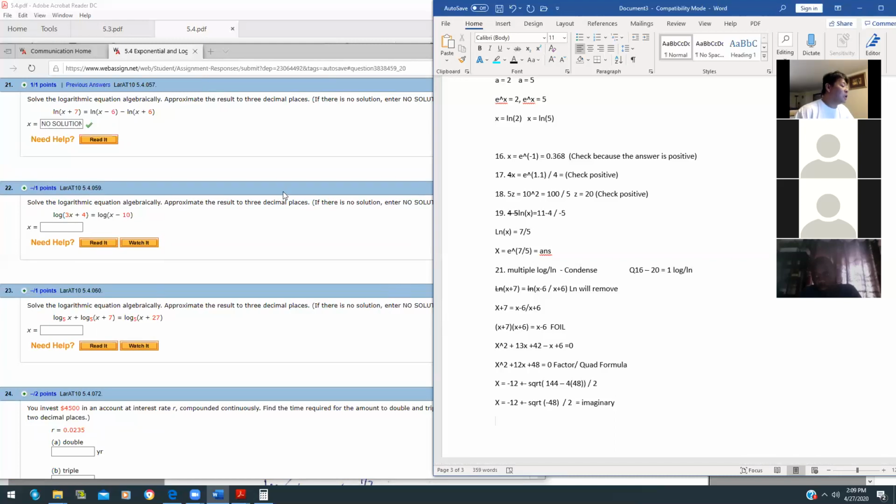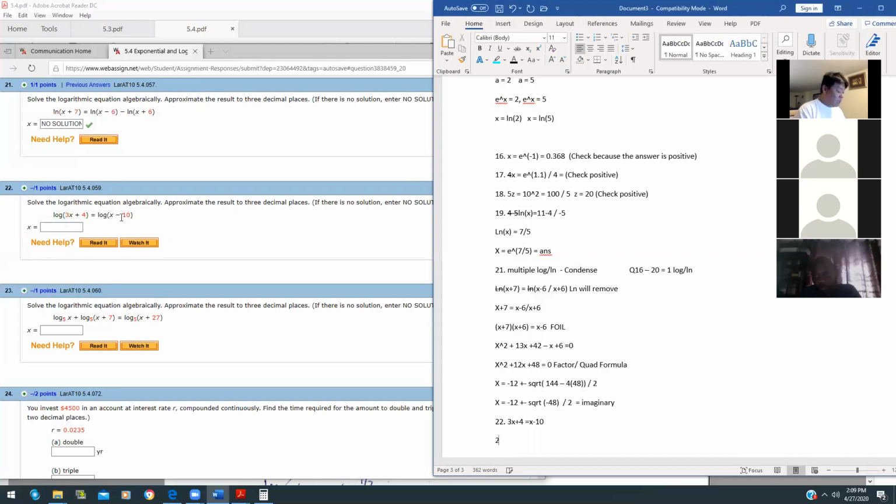Okay. 22 is super easy. Why I said 22 is super easy is because they already have a single log and they're the same. So question 22, you can just simply cancel those two logs out. You will just get 3x plus 4 is equal to x minus 10, and then solve it. This is very easy to solve. Okay. 22 is easy because we got log and log.